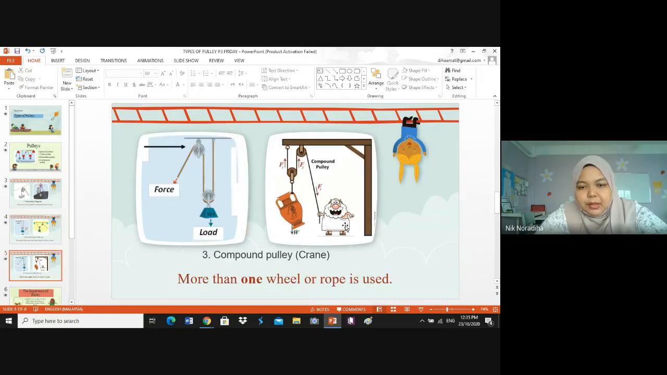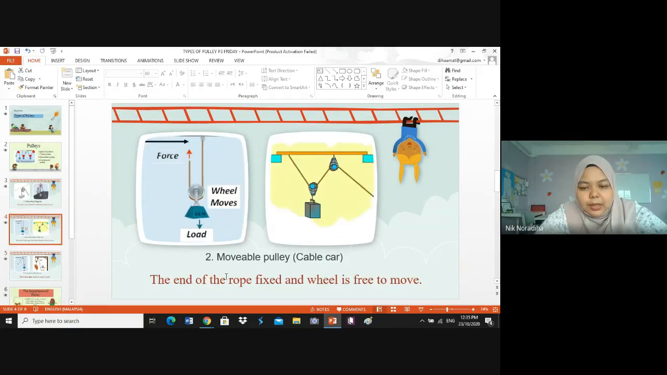Okay, so you can copy this one, movable pulley, and do in the bracket, cable car. The example of movable pulley is the cable car. So the explanation for this pulley is the end of the rope is fixed and the wheel is free to move. That's why we call it movable pulley. Okay, you can do it now. Number 2, copy. You don't have to draw as well.